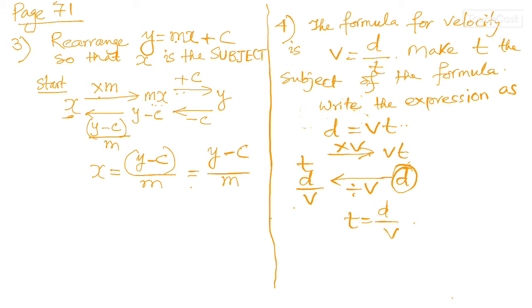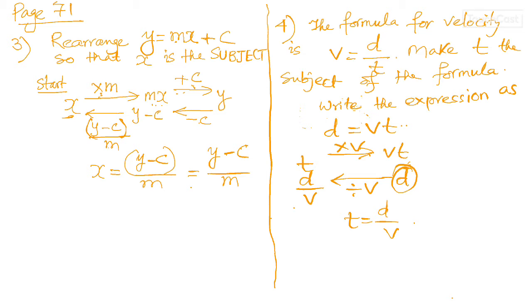Now on the reverse flow, it's going to be y minus c. So you are going to subtract, which is the reverse process of plus c on the way forward, and that gave you y minus c. And then, since on the way forward it was times it by m, you've got to divide the whole thing, y minus c. Just remember, y minus c is a group.